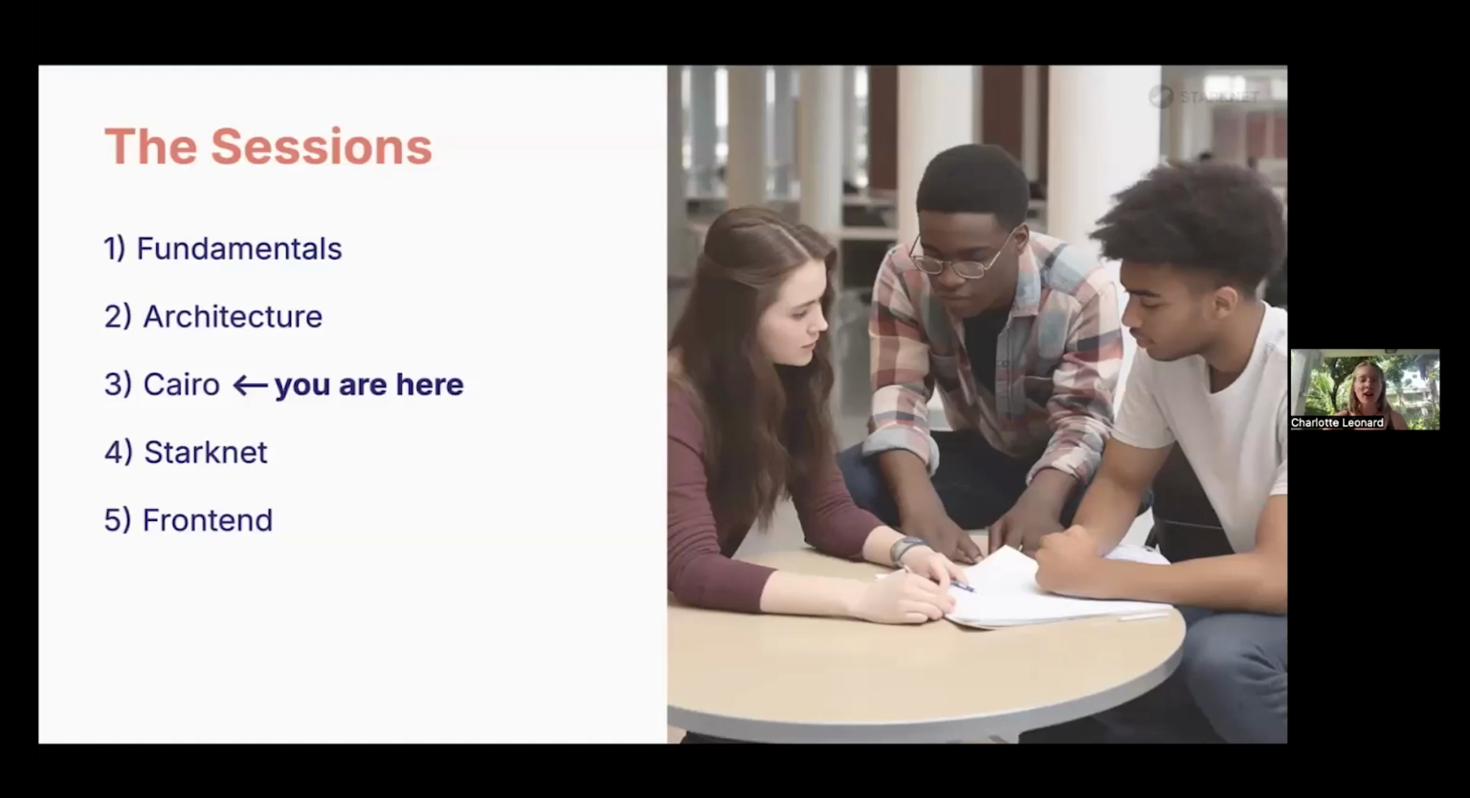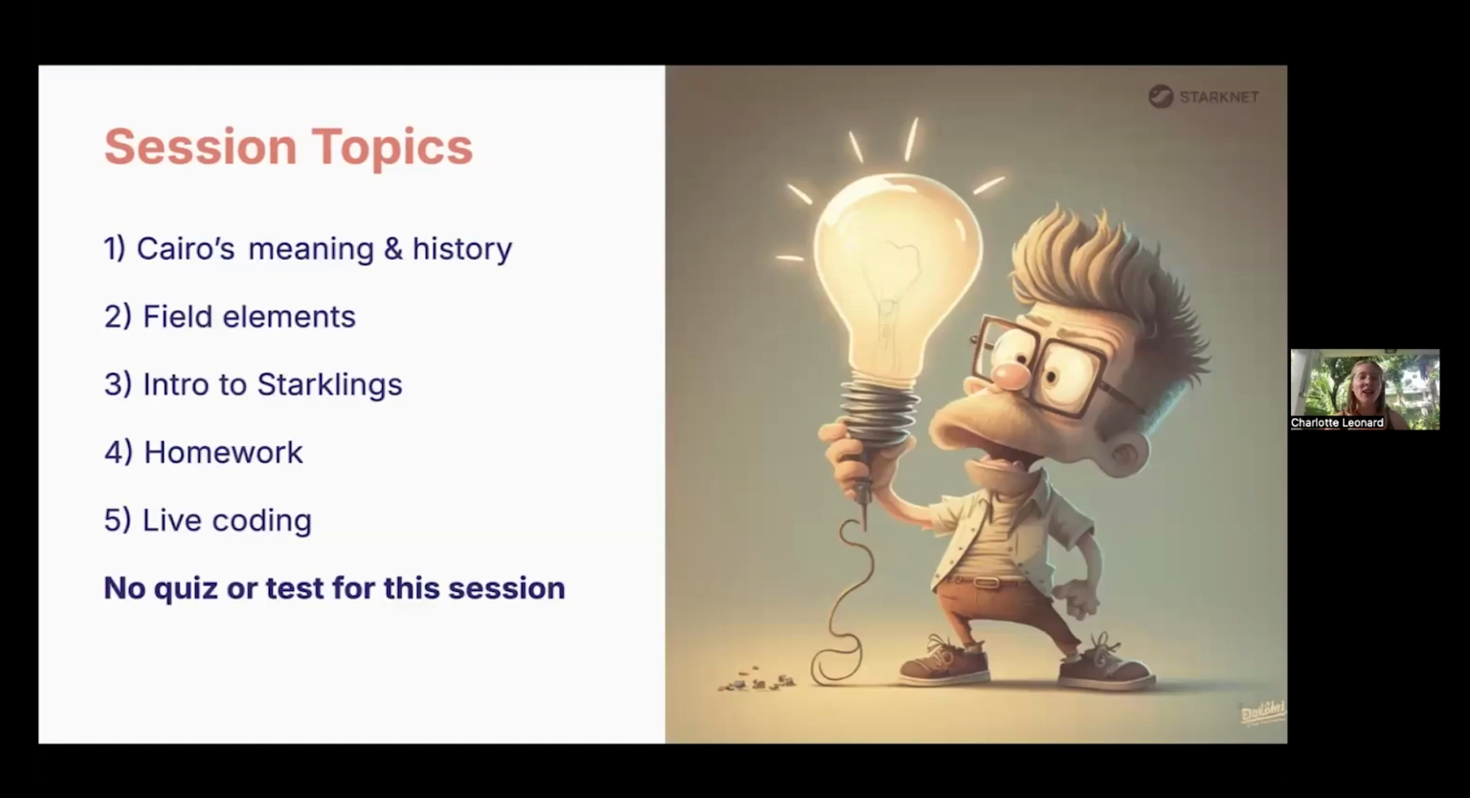Okay, so this is the third session. Later today, we will have a session on Starknet and then a session on frontend. And now it's the third session. So we will be talking about the history of Cairo: the meaning, where the name comes from, how it started. Then we will talk about field elements. It's a very core element of cryptography, and it has a big role in Cairo.